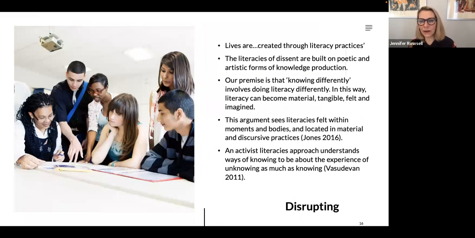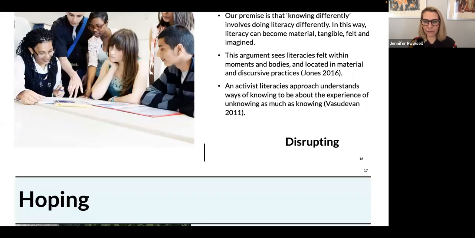Disrupting that is a powerful way of teaching adult literacy particularly, and it's about the literacies of dissent. And they're built on poetic and artistic forms of knowledge production. It's about knowing differently. It's about taking hold of what we know, taking hold of language and rethinking it and rethinking ideas. And the reason it's powerful in an adult literacy classroom is that you've got learners who have these lives that come in and they're topics that they feel quite passionate about. And it's understanding that and leveraging that.